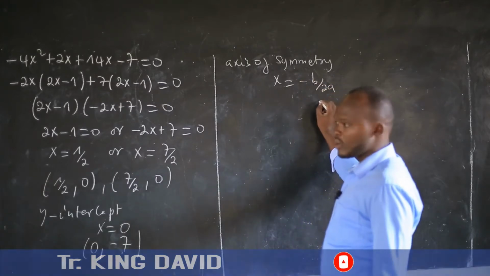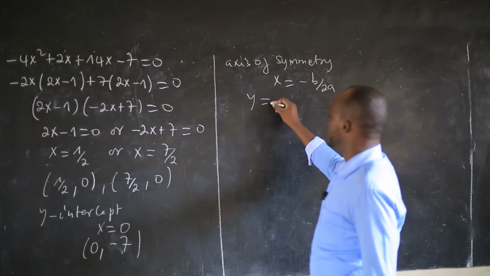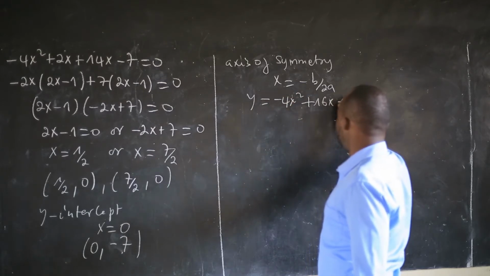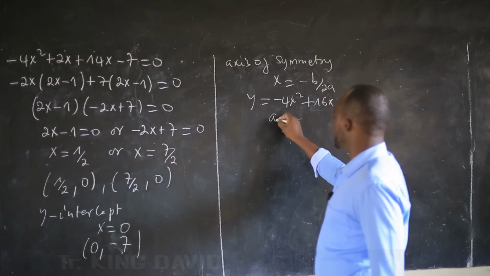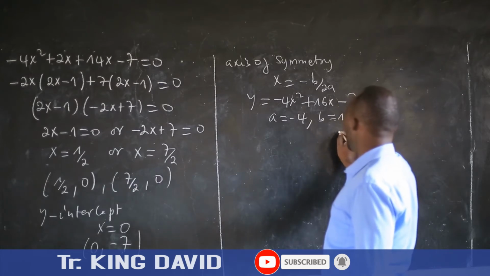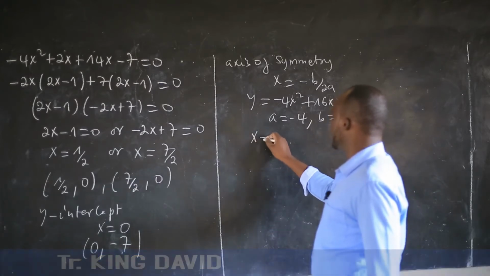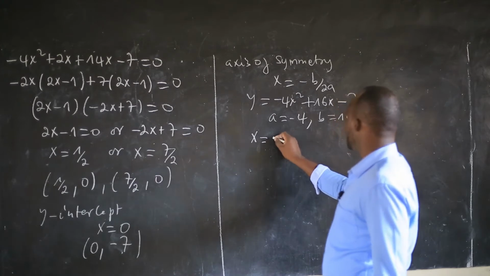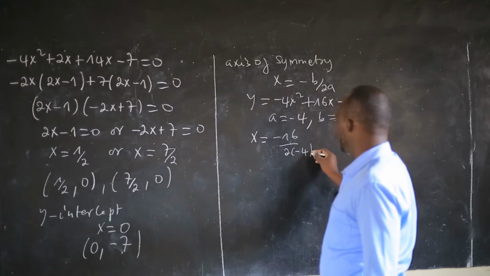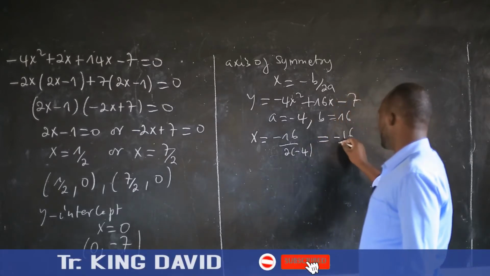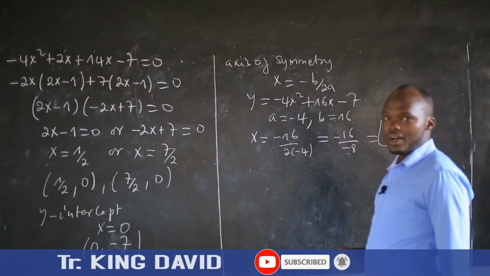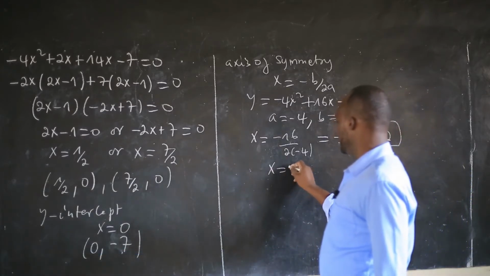And now we have our equation, our y is negative 4x squared plus 16x minus 7. So you see a is negative 4, b is 16. So now our axis of symmetry will be negative b over 2a, that's negative 16 over 2 into negative 4. So this is negative 16 divided by negative 8. Our answer is 2. So it means that our axis of symmetry is x equal to h equal to 2.